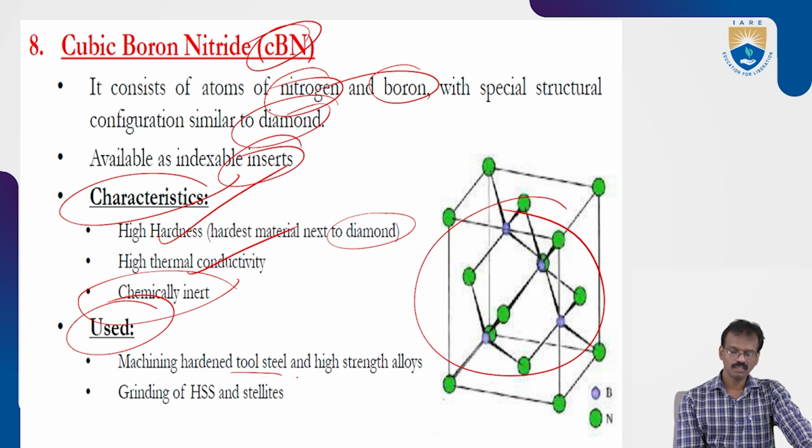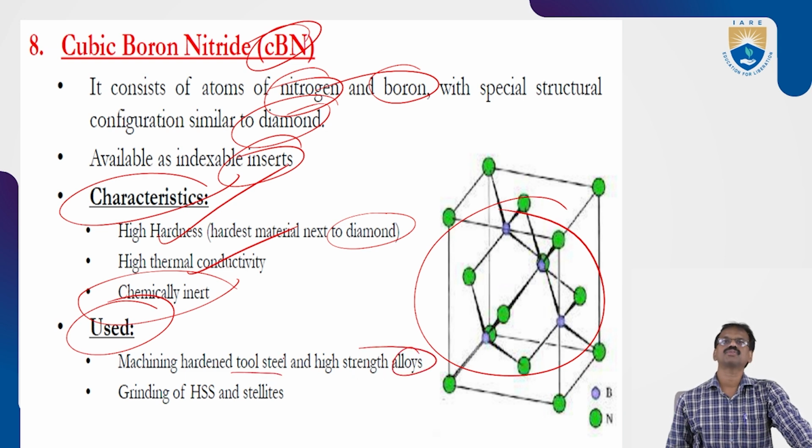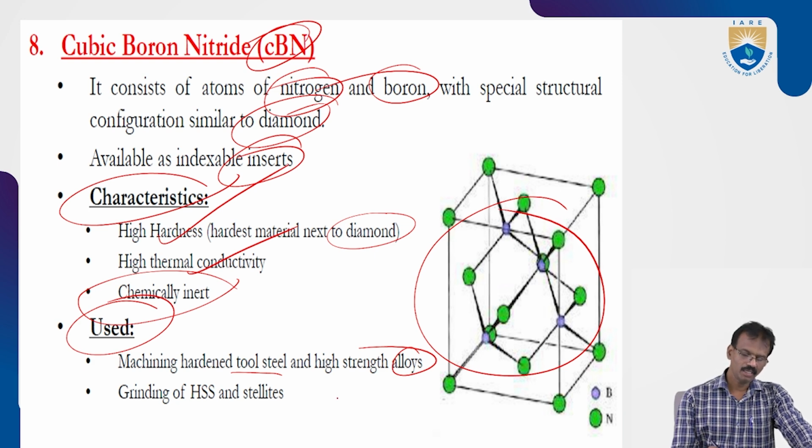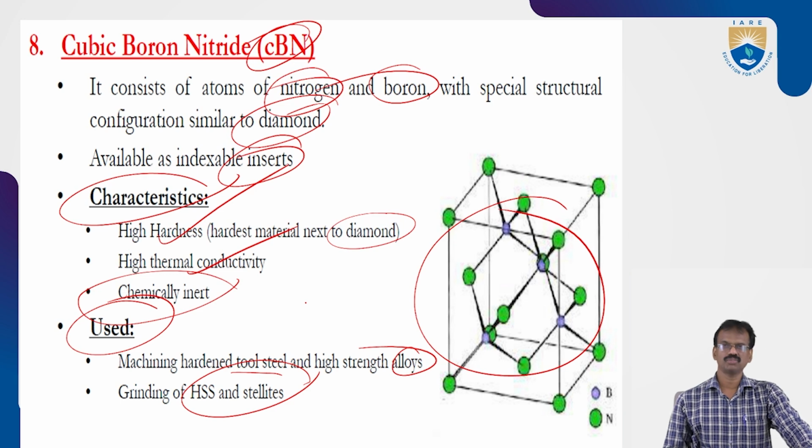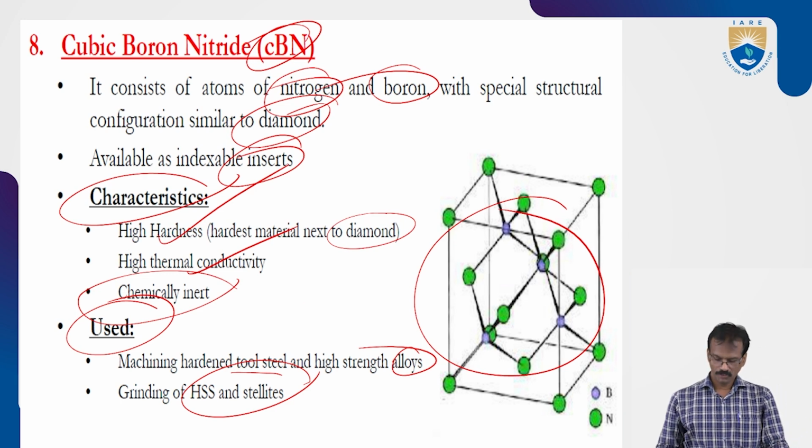We will see machining hardened tool steel and high strength alloys. So that is the main advantage of this one. By using these tips, we can machine the very high strength alloys, very hardened high strength alloys. Okay. So next, the grinding of HSS, high speed steel, and stellites. We already discussed these materials.